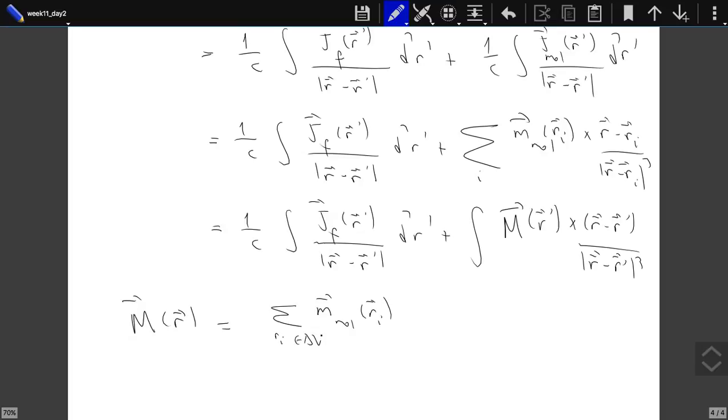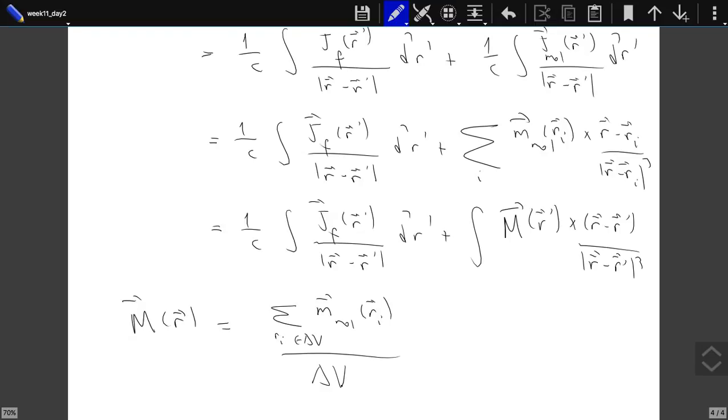Ri is in delta V. So what we do is we just choose a volume delta V around this point R, and then obtain the total magnetic dipole moment within this delta V and divide by delta V. That's how we define this average magnetization.